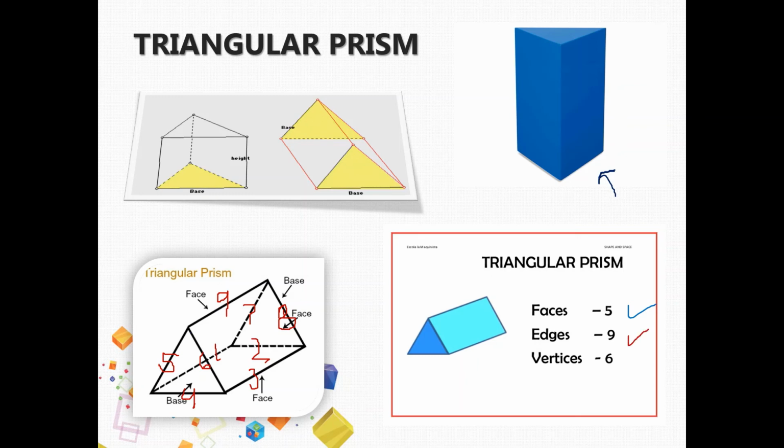And after that, vertices, I want you to count vertices on your own. I have given you the final number, but you should count the vertices on your own here. Okay, so there are 6 vertices in the triangular prism.